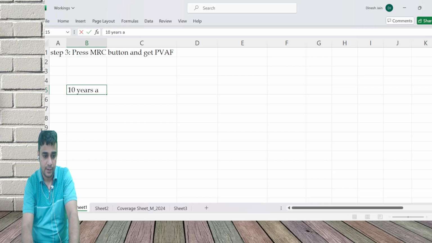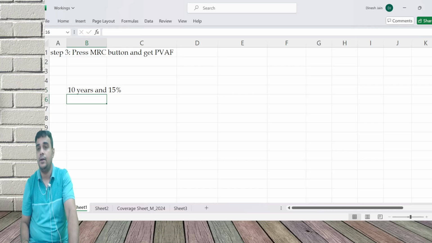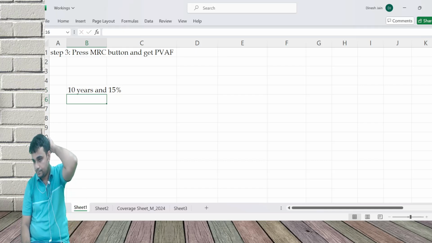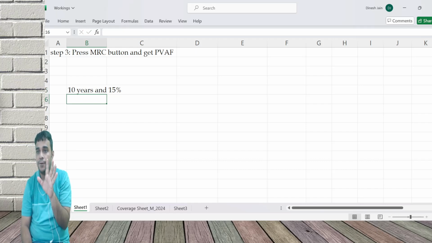10 years and 15%. I'll give the steps in some time. Now, let's do whatever I'm telling you to do. Very simple thing. Start, 1, M plus. Count the number of times you're pressing M plus. You've pressed once. Into 1.15 equals, M plus. Into 1.15 equals, M plus. Into 1.15 equals, M plus. Keep counting the number of times you're pressing M plus in your mind. The moment you do 10, stop and tell me the MRC figure.